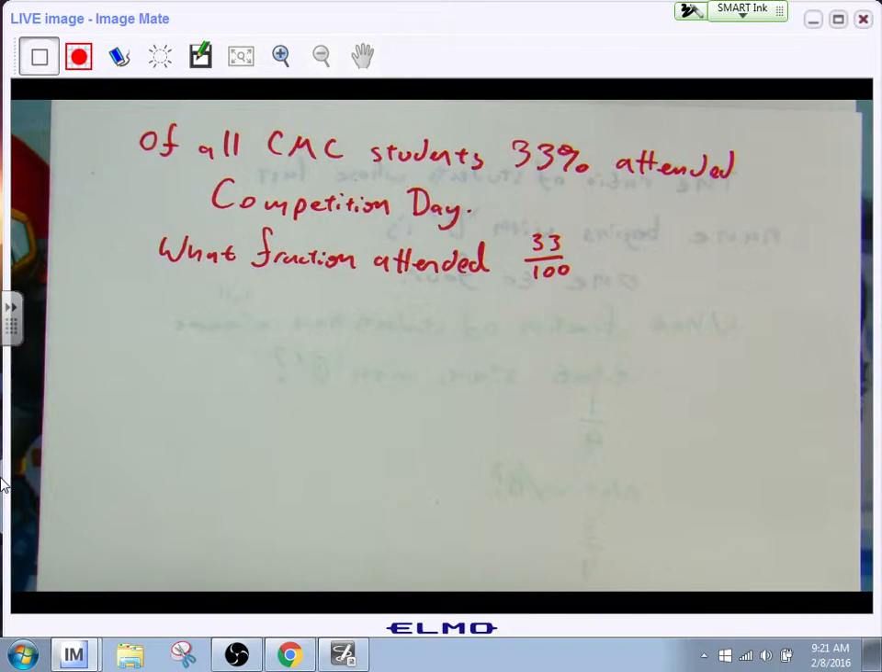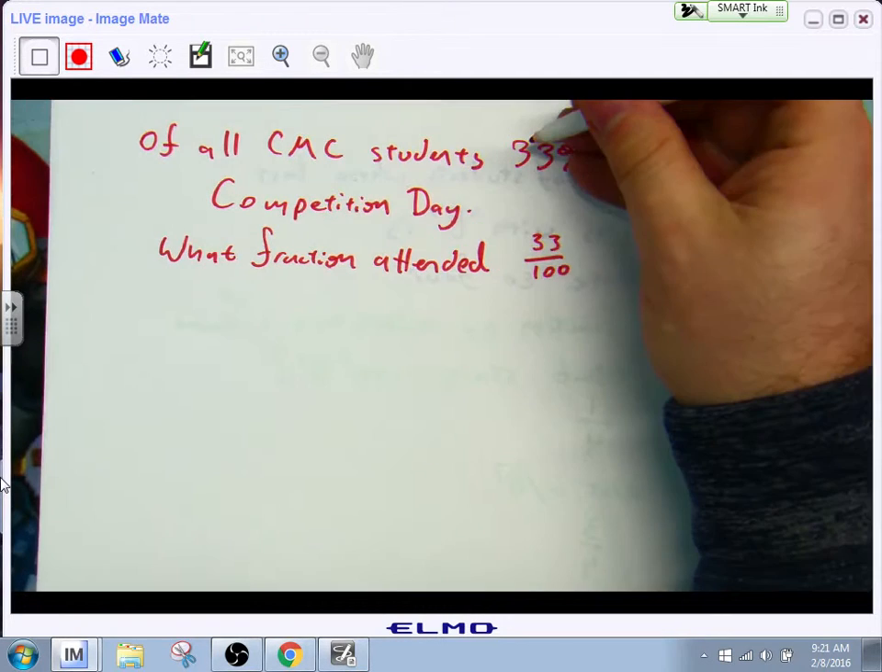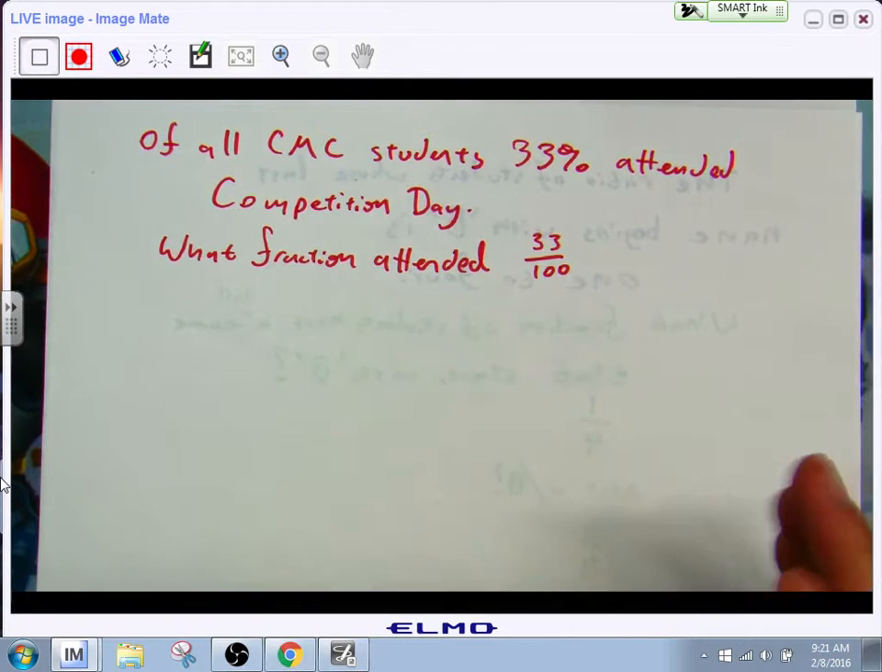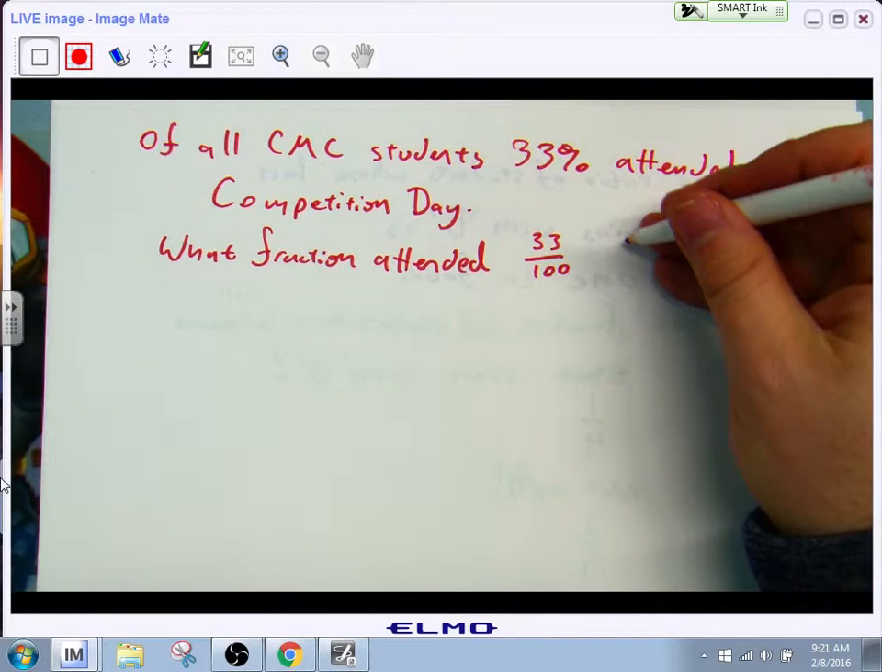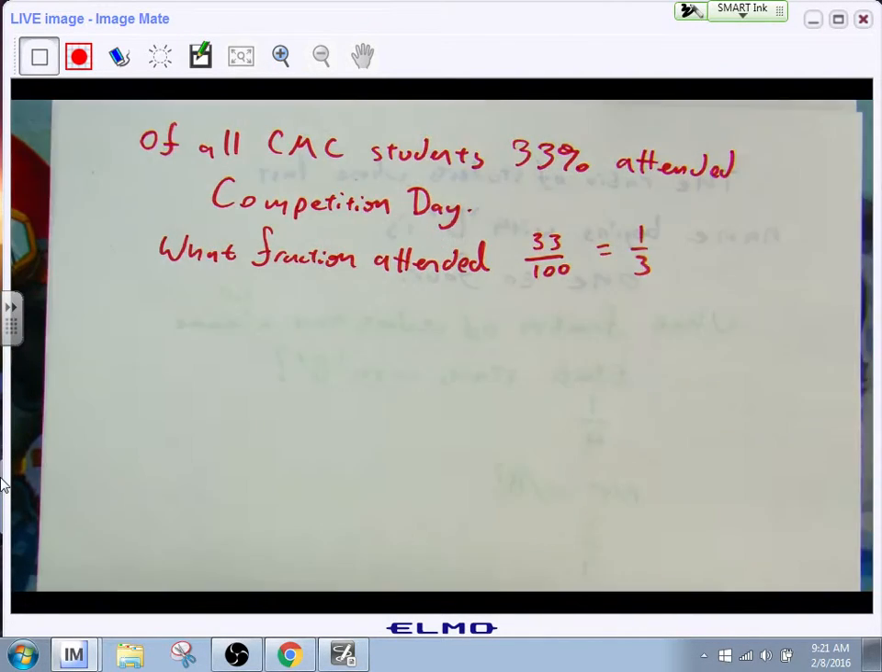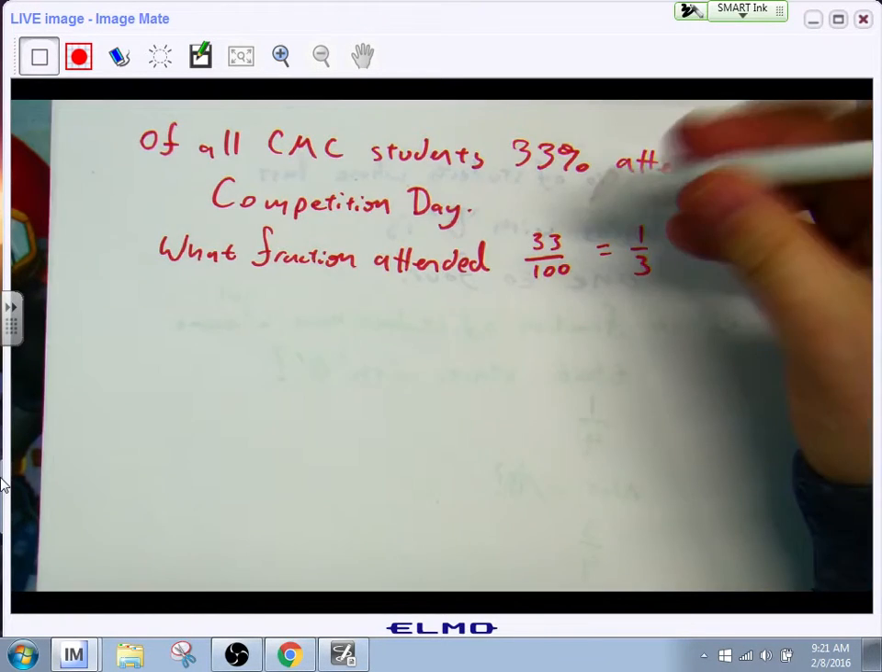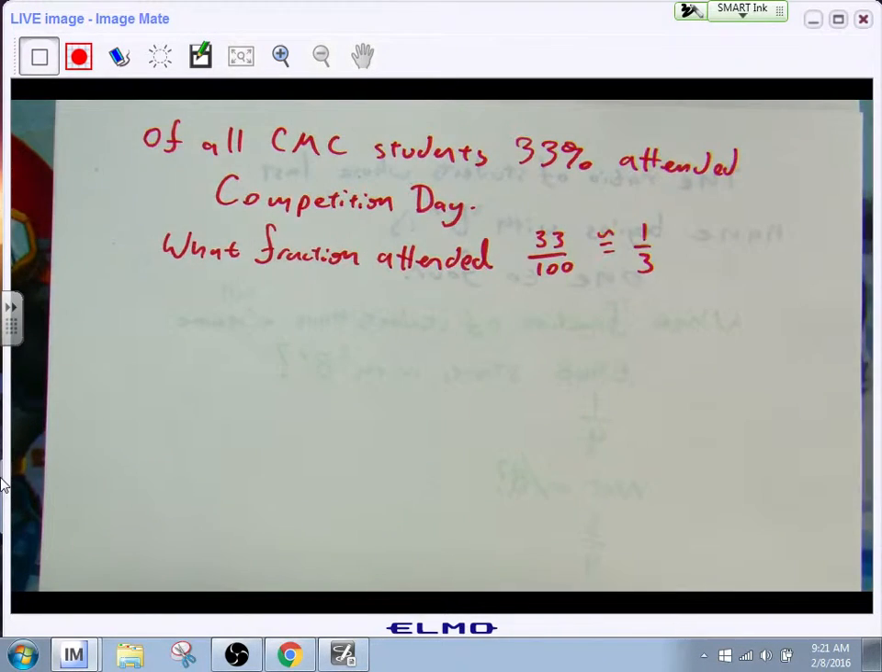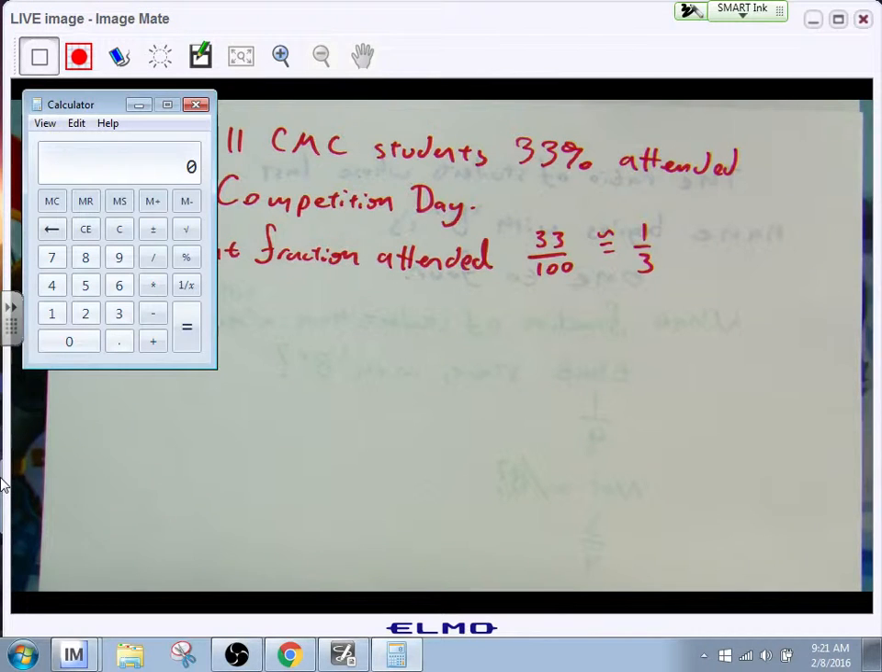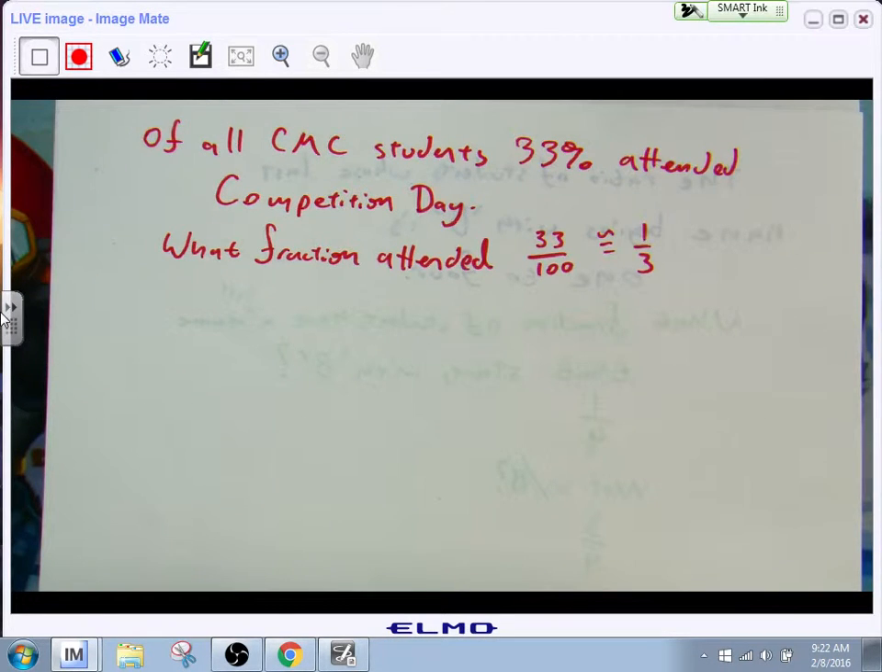Now my 33 is rounded, right? 33 bar is also known as a third, 1 over 3. These are roughly equivalent, so I'm going to put that little squiggle line to show that it's about equivalent. But when I do 1 divided by 3, I get 0.3333 forever and ever. So we call that just a third.